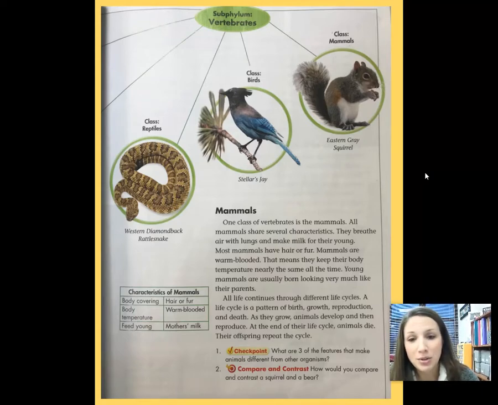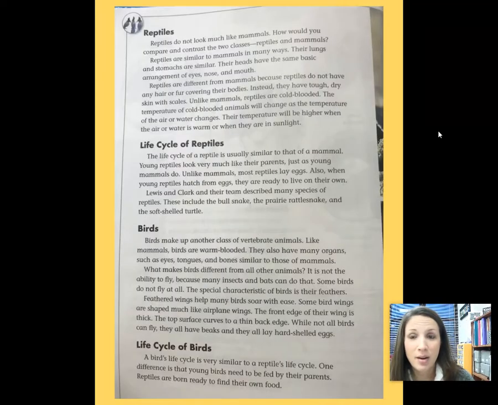You may also look off on the side of the paragraphs that I just read, and you can see that there's a little table that will help you later when you're doing your assignment. It tells you that the body covering of a mammal is hair or fur. Of course, humans have hair. Think of a bear, which would have fur. The body temperature is that they are warm-blooded, and they feed their young with mother's milk. All right, let's continue on. We're going to talk about reptiles now. Reptiles do not look much like mammals.